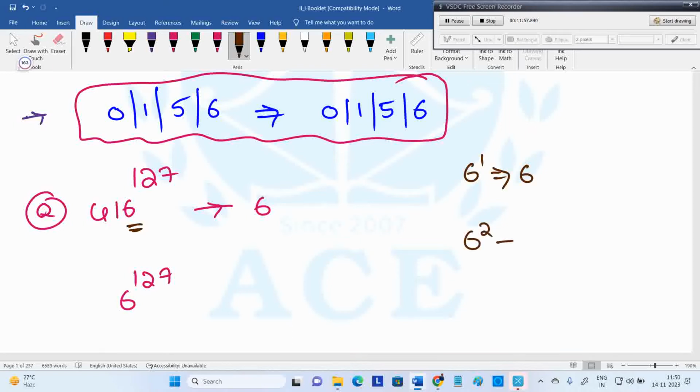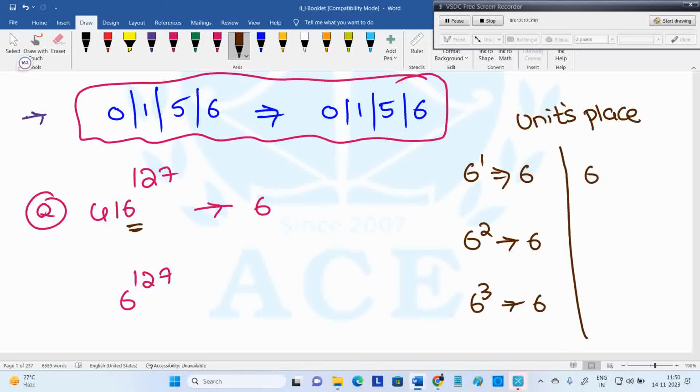6 square is 36, units place is 6. Keep in mind, our focus is only on units place here. 6 square is 36, units place is 6. 6 cube is 216, units place is 6 only. 6 power 4 is 1296.